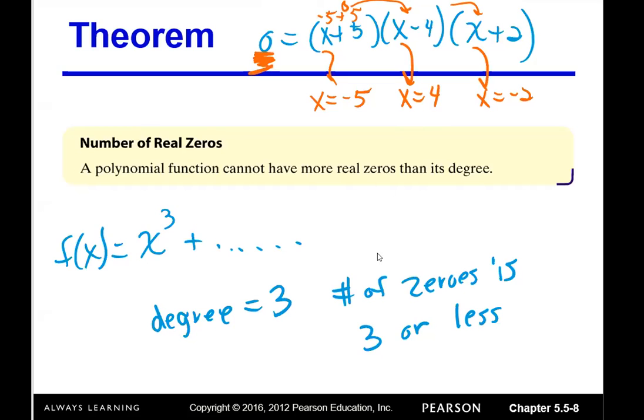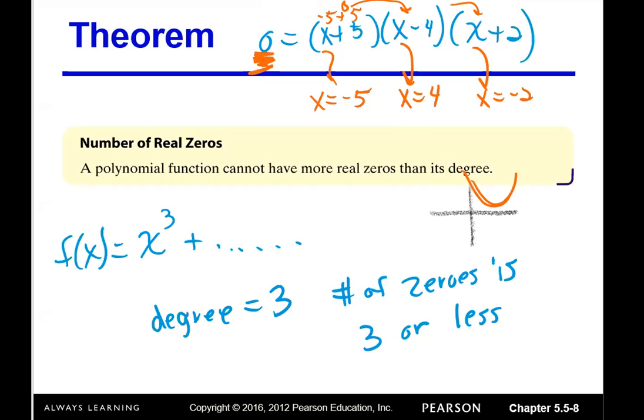But there can't be any more than 3. It's possible that there's only 2, and it's possible that there's only 1. And sometimes on quadratics, there's none. I think I've talked about this before. Let's say you had an x squared and your graph looked like this. I call it a floater.